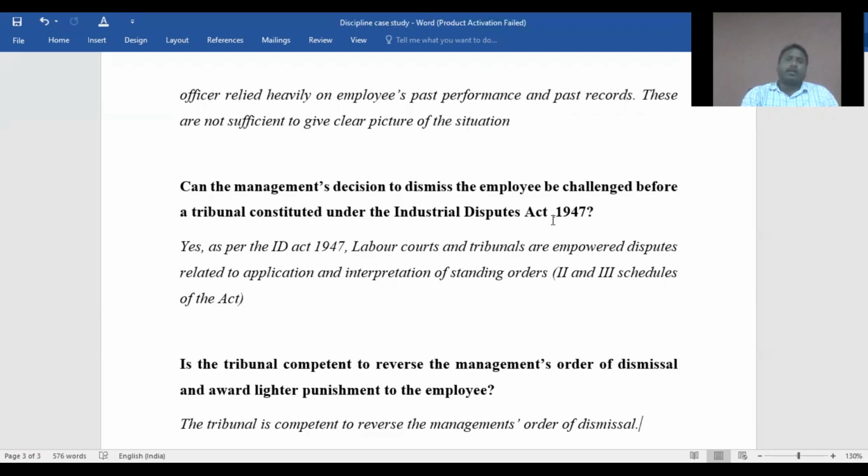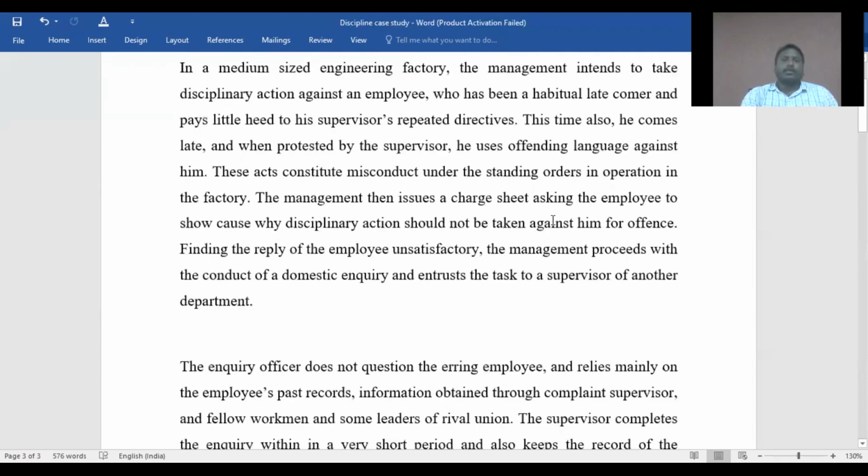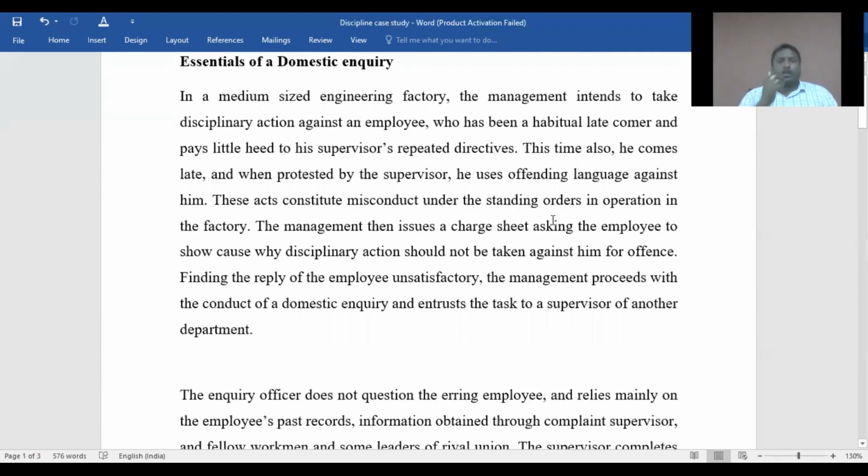So these are all different questions that are related to the given case. The case is all about a domestic inquiry process that happens in the organization and the role of tribunals and labor courts and their empowerment under the Industrial Disputes Act to solve the disciplinary processes.